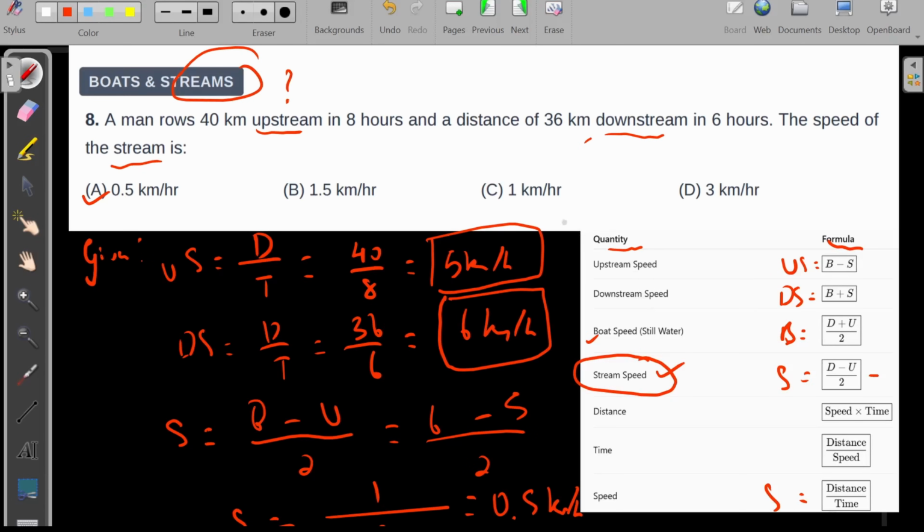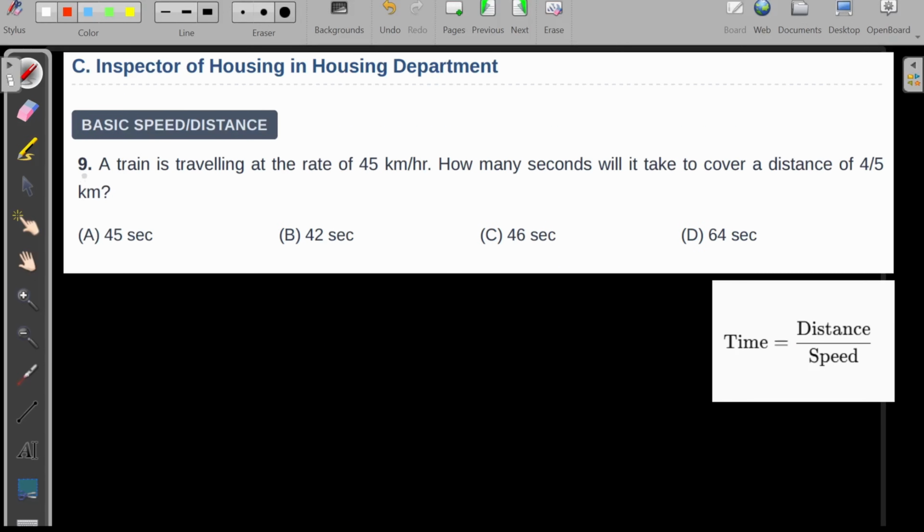So remember, whenever you're dealing with this question, you need to know these quantities and formulas to be able to solve this question. You can take a screenshot and you can try to solve those questions with the help of this table. Now let's move on to question number 9.